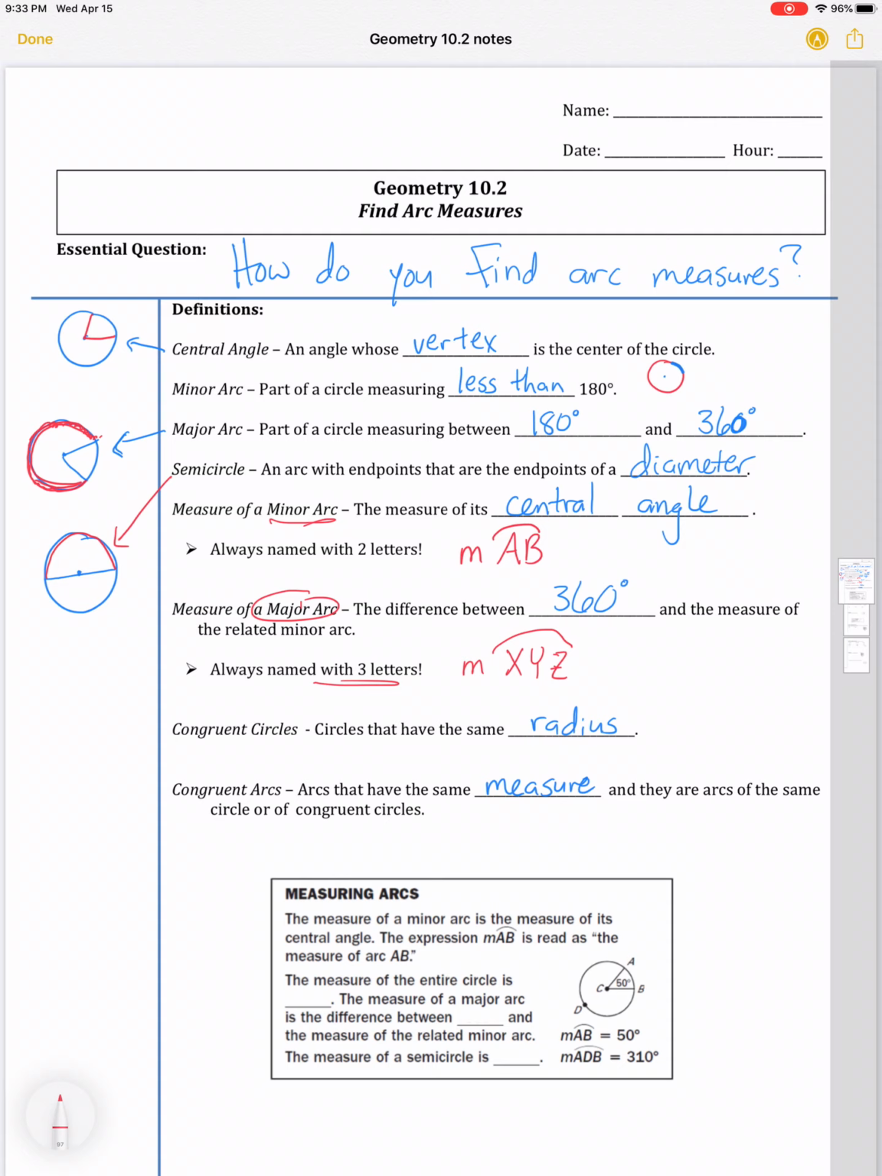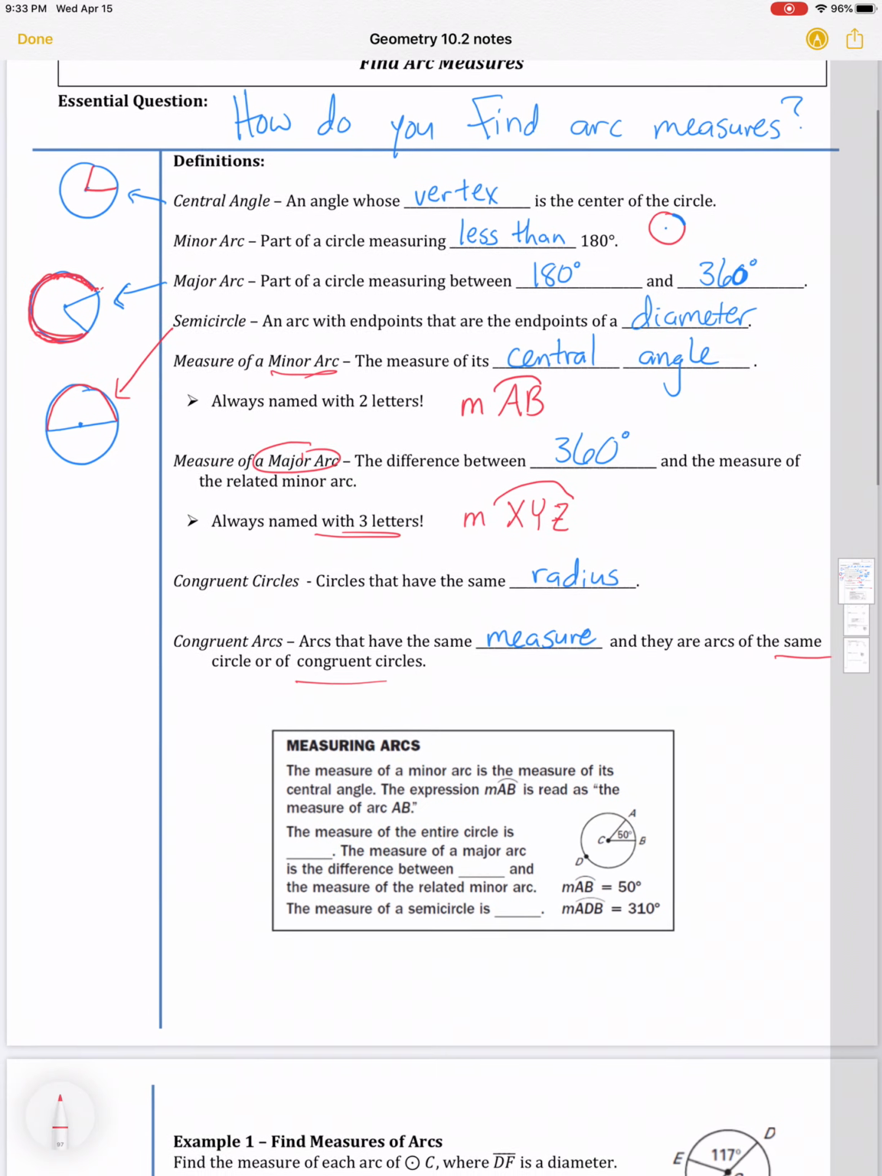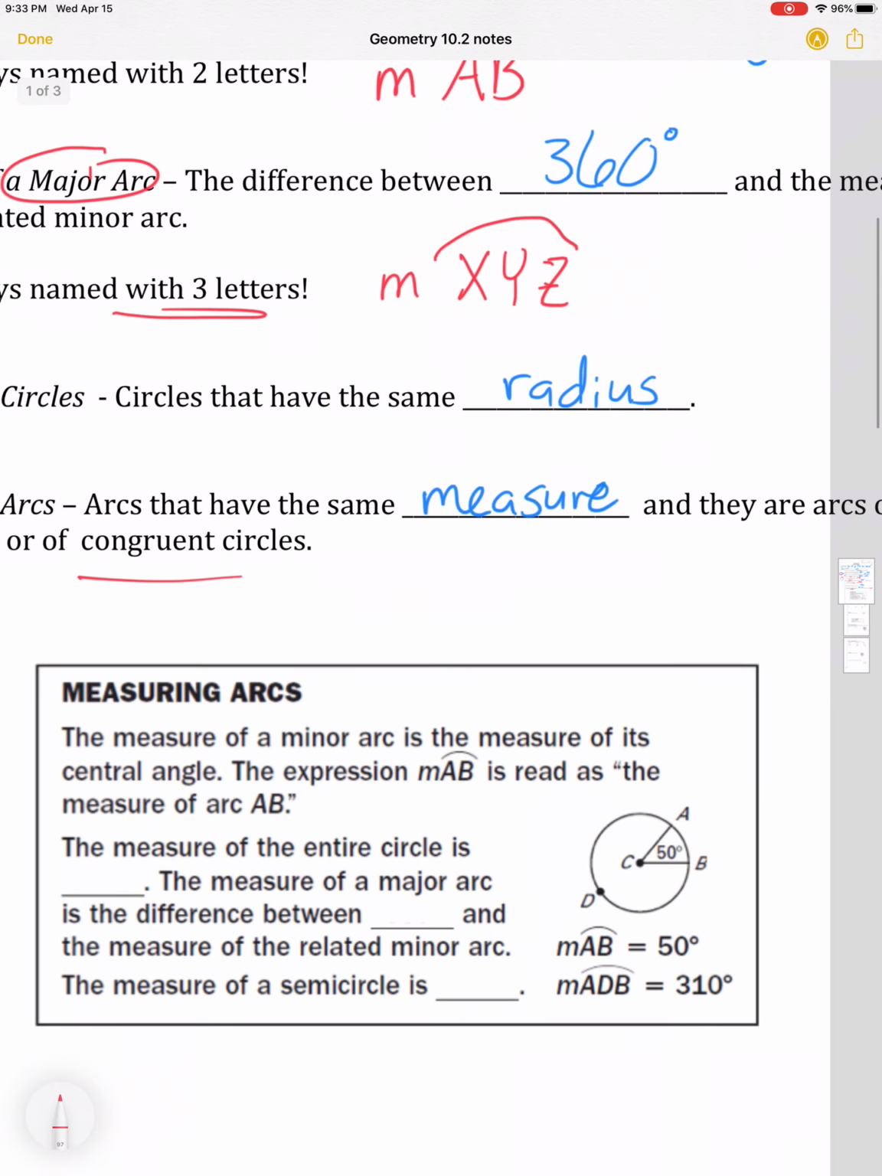And then congruent circles are circles that have the same radius. Congruent arcs are arcs that have the same measure, and they are in the same or congruent circles. And we'll talk just briefly about that. All right. And then last thing on the first page here. So measuring arcs. The measure of an arc is the measure of its central angle.